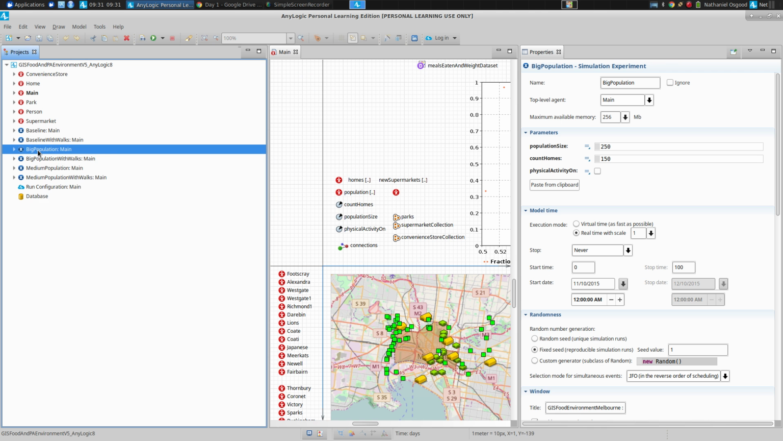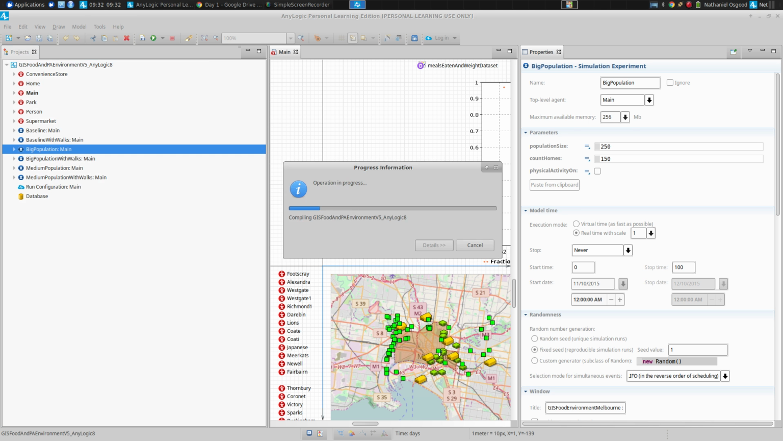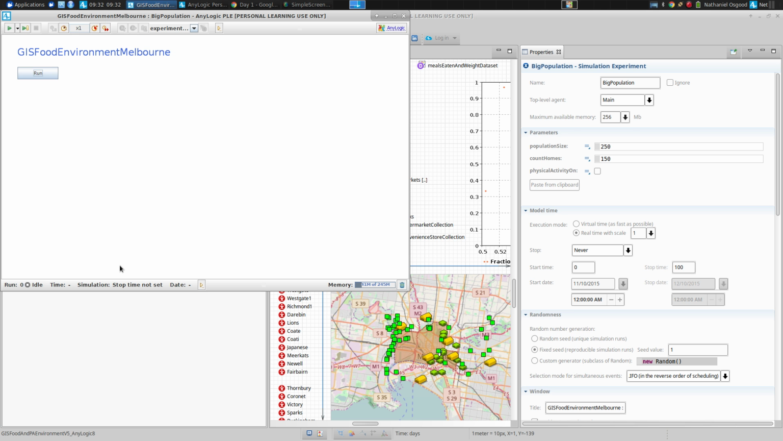So I'd like you to click on the experiment called Big Population, and right click on it and click Run. That's one way you can do this. There's another way too, which you can do with this little drop down up here. But I would suggest right clicking and choosing Run, or on a Mac, Option Control click. Okay, someday I'll learn the 3-fingered swipe and all that sort of stuff.